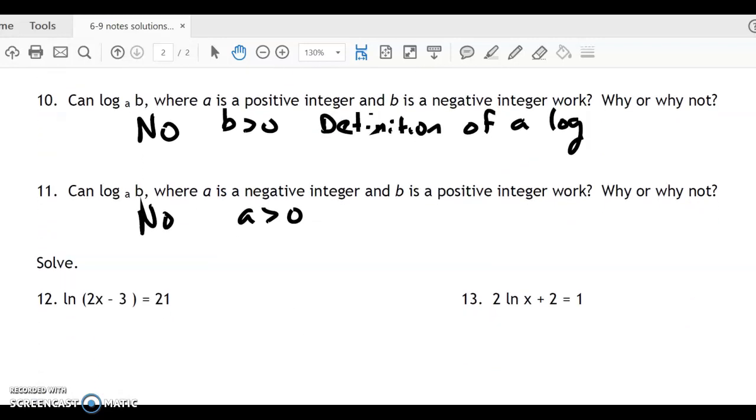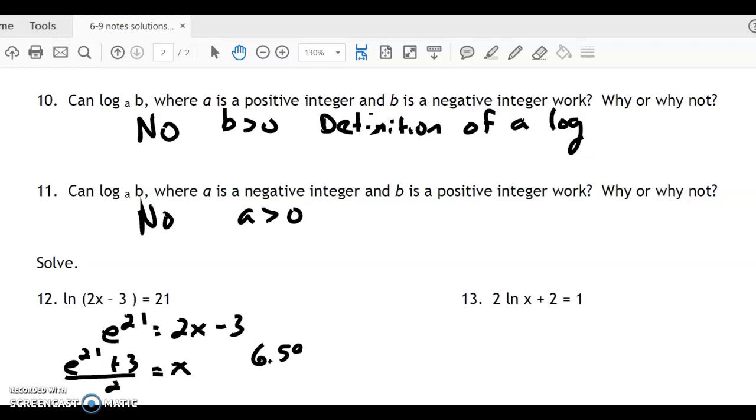And then the last two problems are solving problems. The natural log of the argument of 2x minus 3 equals 21. We would rewrite that e to the 21st equals 2x minus 3. We could solve that by adding 3 and dividing by 2. Now, if we were not using a calculator, that would have to be our final answer. If we were using a calculator, our final answer would be 6.59 times 10 to the 8th.